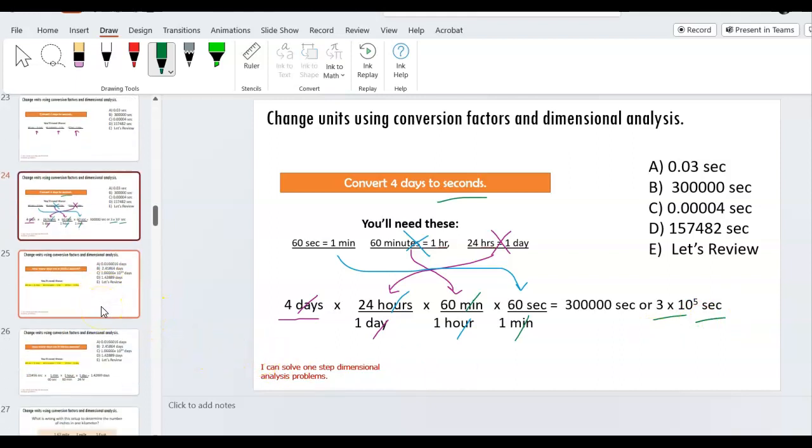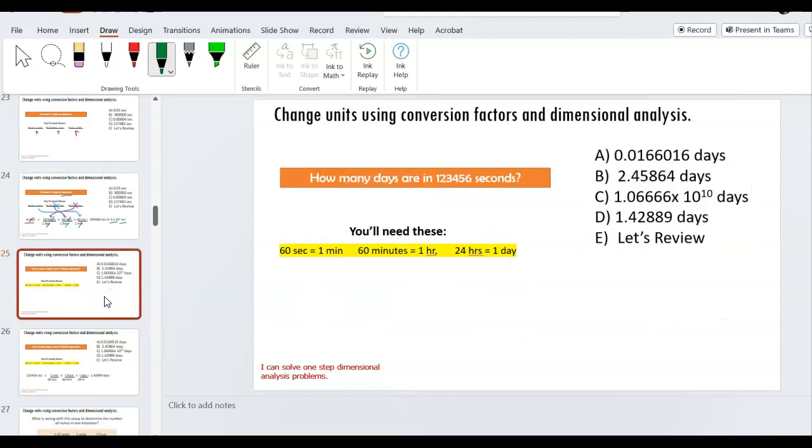Right. So here's one for you to try. Similar. This time you're going from seconds to days. You're using those same 3 conversion factors. And so pause the recording here and see if you could string them together correctly and end up with the answer.